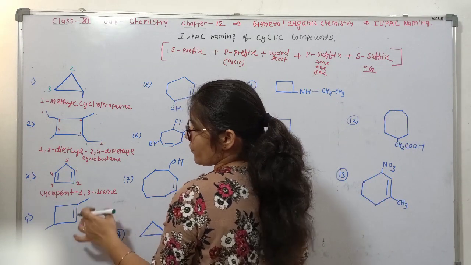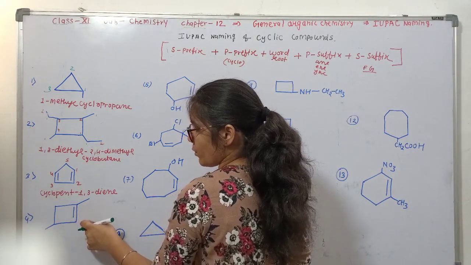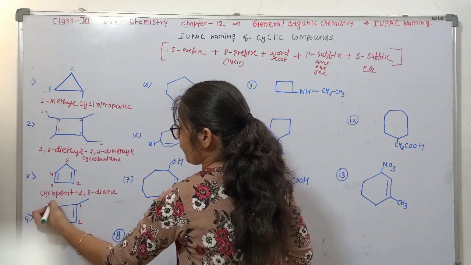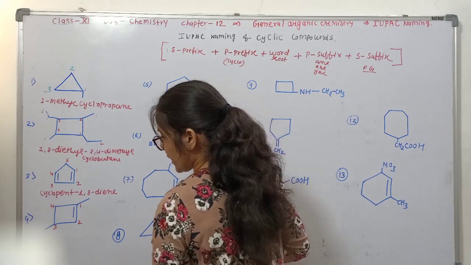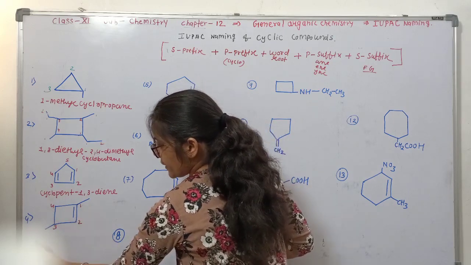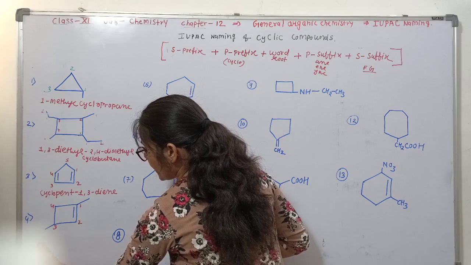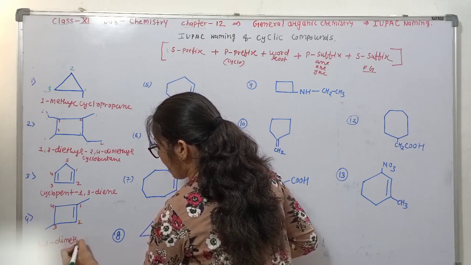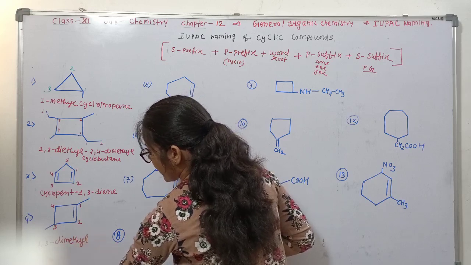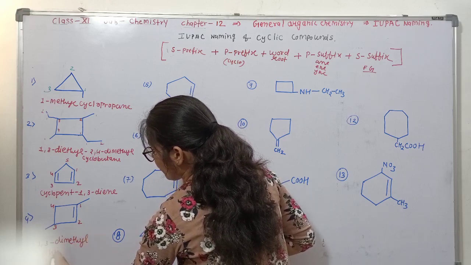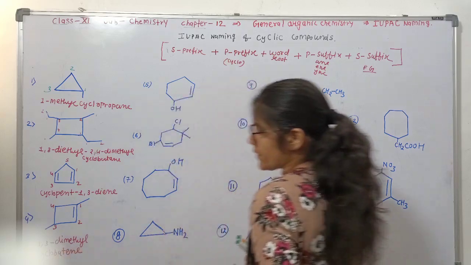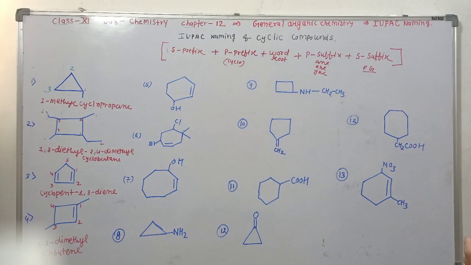Next compound, we have branches as well as a double bond. So we'll number it 1, 2, 3, 4. So cyclobutane again. So name the compound. It's 1, 3 dimethyl cyclobut-1-ene. It's 1, 3 dimethylcyclobutene.